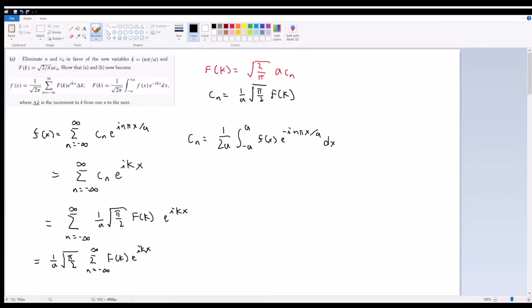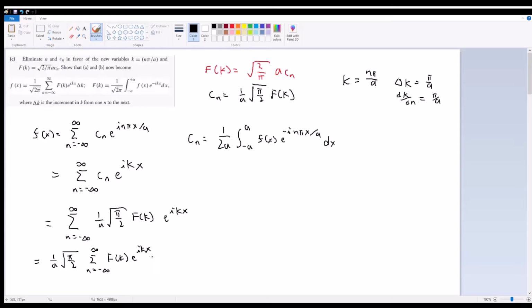Now, this isn't exactly what we have equal to this, but we note that there's an extra delta k factor here. What they say is that delta k is the increment in k from one n to the next. So if k is equal to n pi over a, then if we go from n equals 1 to n equals 2, k is going to change by pi over a. So delta k is going to equal pi over a. So that delta k is another way of saying dk by dn, basically. So there's a delta k term here, so that suggests that maybe we should multiply by delta k over delta k and see if that bottom delta k cancels out with this to make the 1 over square root of 2 pi.